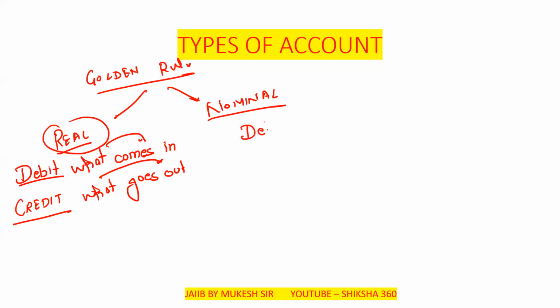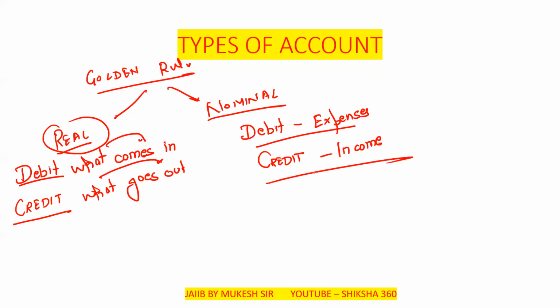Under that, basically we have to debit the expenses and credit the income, clear? In the nominal account, basically what we have to do is debit the expenses and credit the income, clear? This thing basically we have to do in the nominal account. So these are some of the golden rules regarding the personal account, real account and the nominal account, clear?